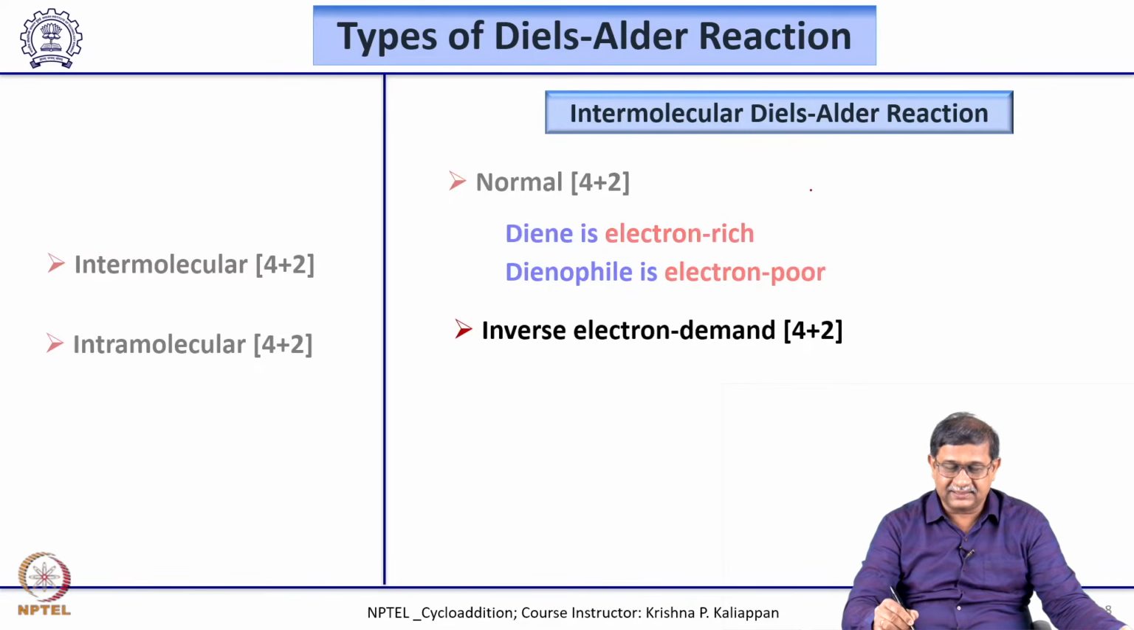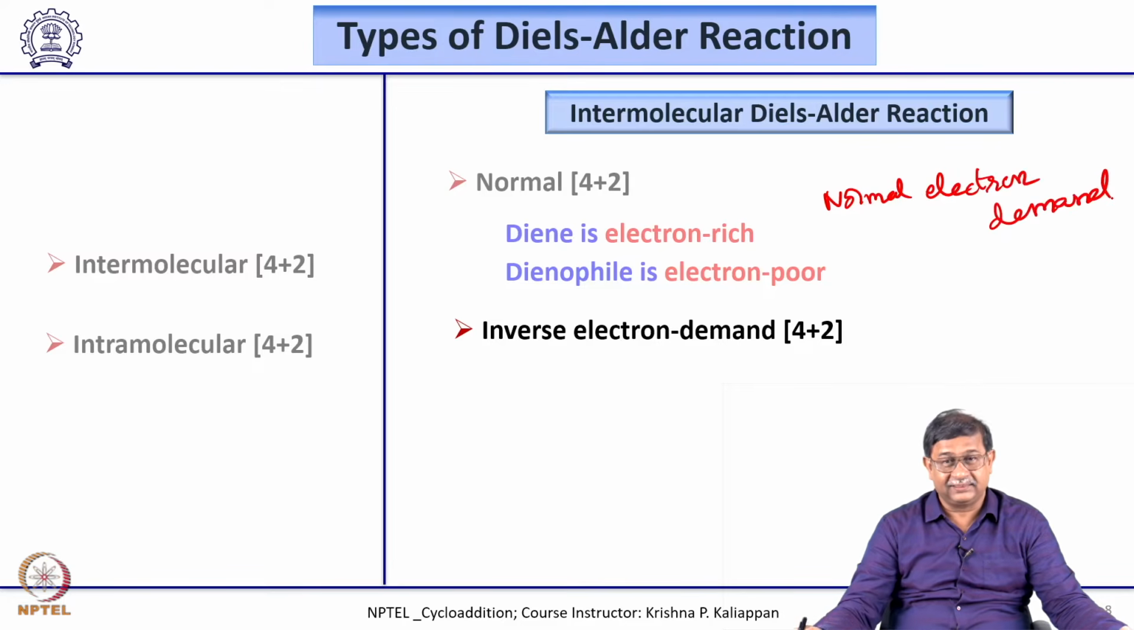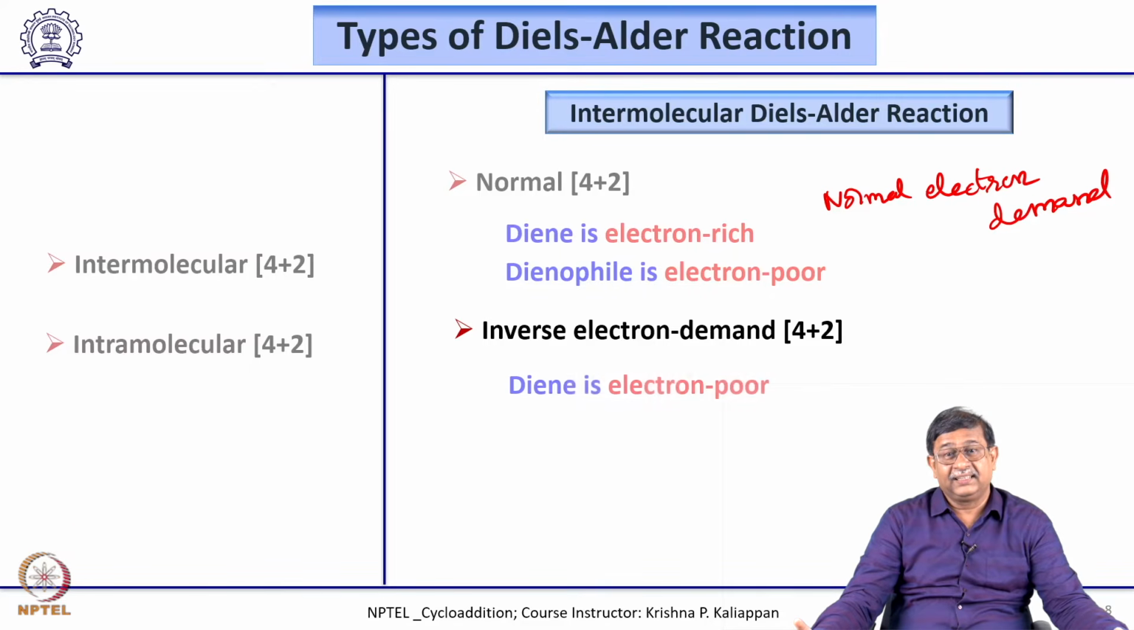If we call this the normal electron demand reaction, the second one, which is abnormal 4+2, is called inverse electron demand 4+2 cycloaddition reaction. What does it mean? In the case of normal 4+2 cycloaddition, the diene should be electron rich and the dienophile should be electron poor. And the opposite of that is here, the diene should be electron poor.